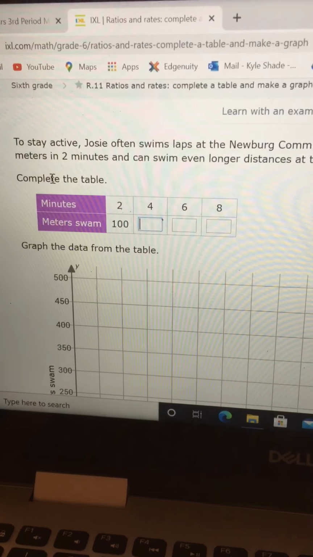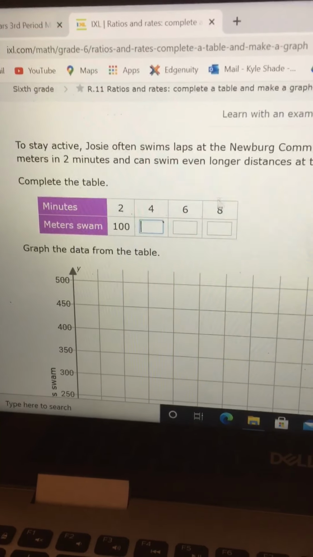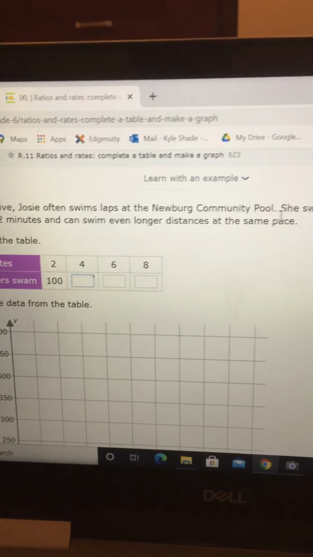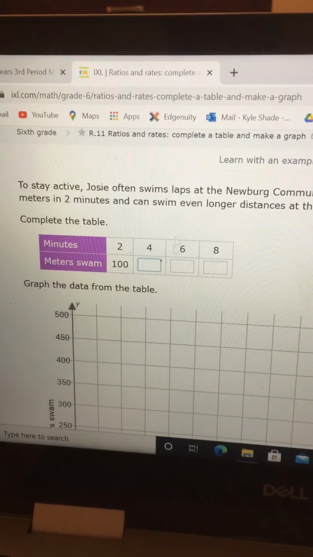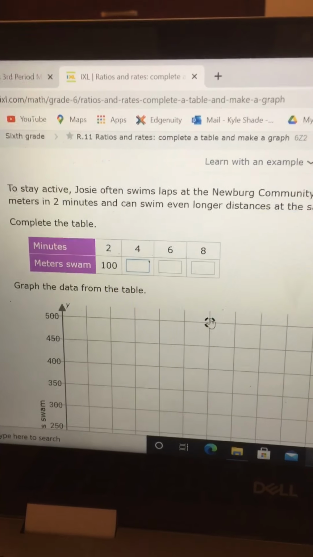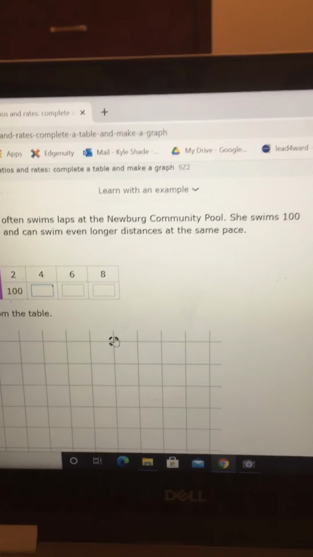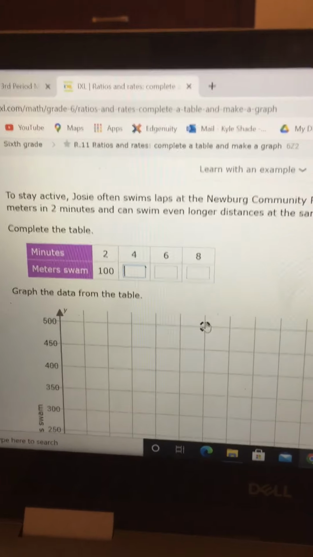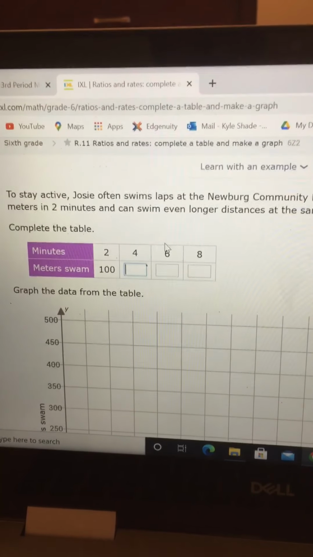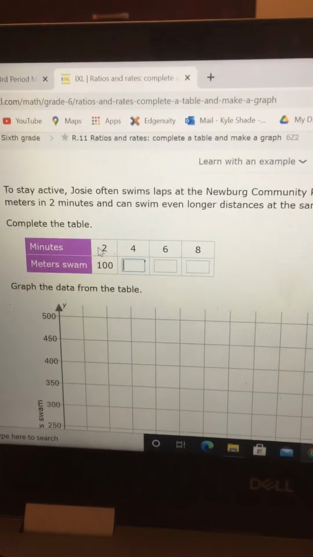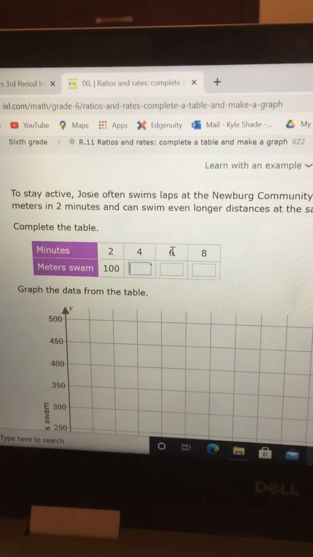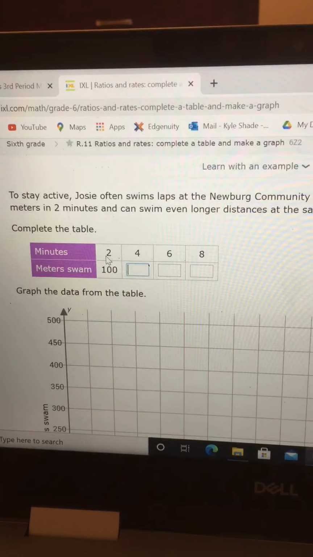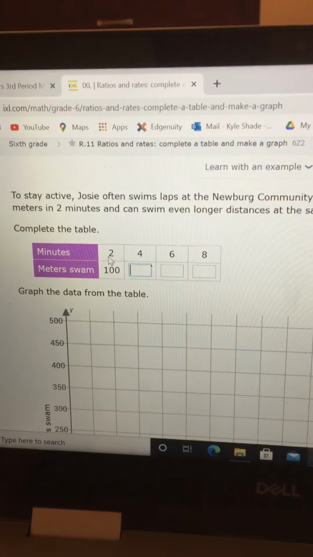So to stay active, Jose often swims laps at the Newburgh County pool. She swims 100 meters in 2 minutes and can swim even longer distances at the same pace. Okay, so what you have here now is a table right under it. So let's look at the relationship. Pretend that the rest of this isn't even here. I just want to look at the minutes and meters swam.